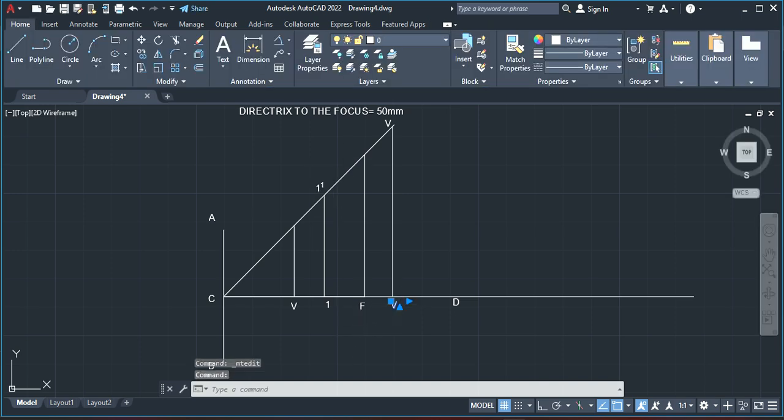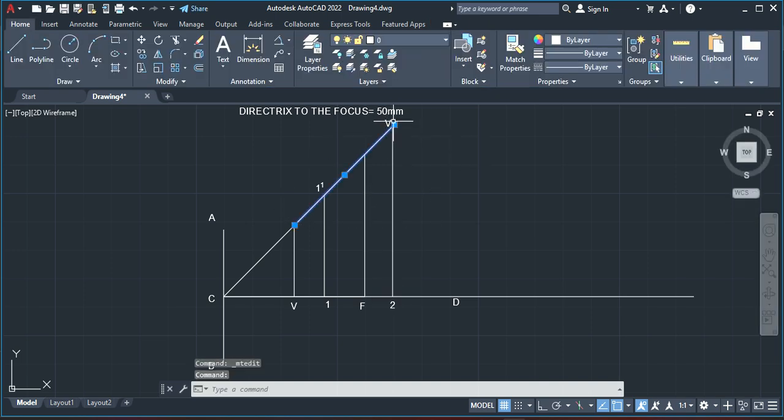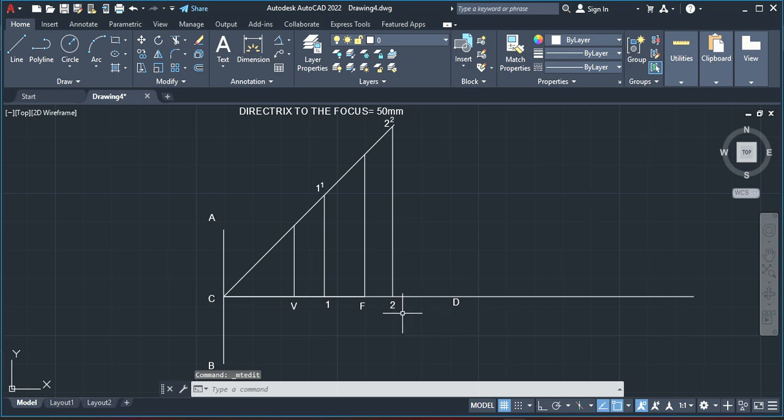Again select this 2, and this one you have to do as 2 2 dash. Enter 22 and select the second 2, then make it superscript. Okay, so this one is for the focus. You do not need to do anything to the focus.